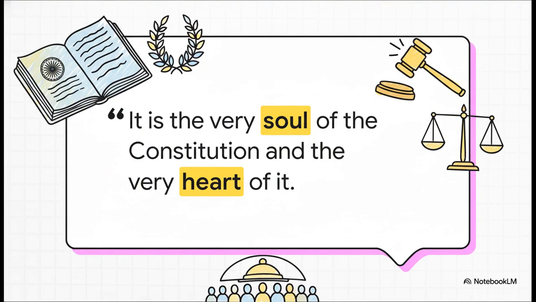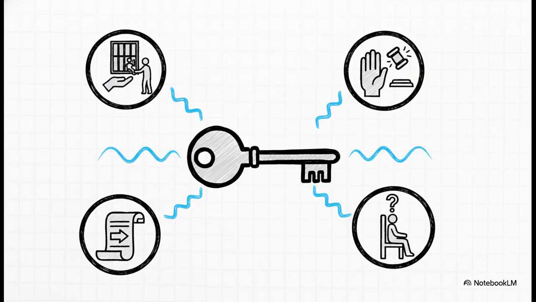Well, you don't have to take my word for it. Let's listen to the man who was the chief architect of the whole thing, Dr. B.R. Ambedkar. He said that if you took this one specific article out, the entire Constitution would be worthless. He called it the very soul of the Constitution. And this is it. This is that soul, Article 32.